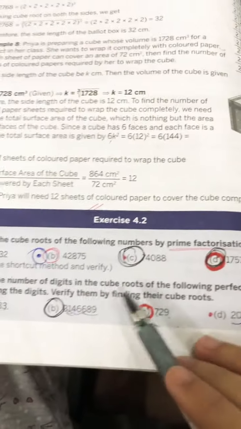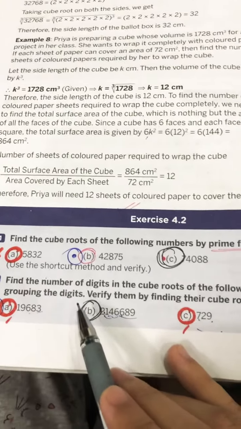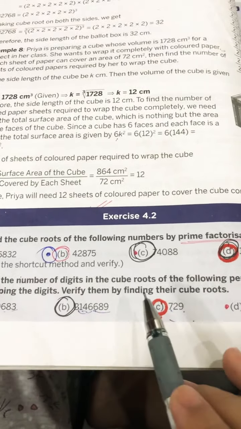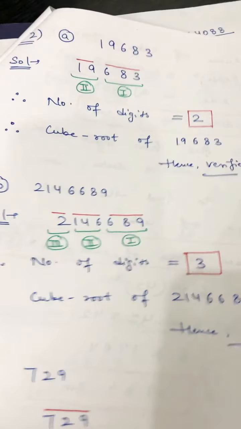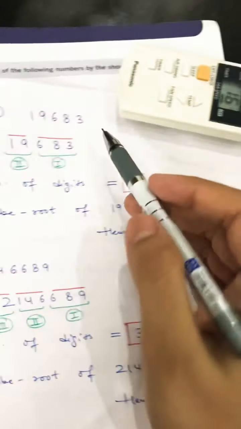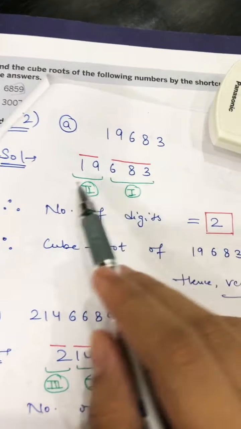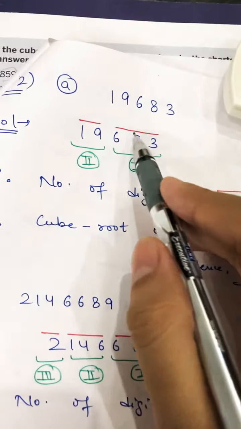Find the number of digits in the cube root of the following perfect cubes by grouping the digits. Verify them by finding their cube roots. Okay, so this is your question. Question number 2, part A. You have to do grouping first of all, in the same manner that we have done in the first question.